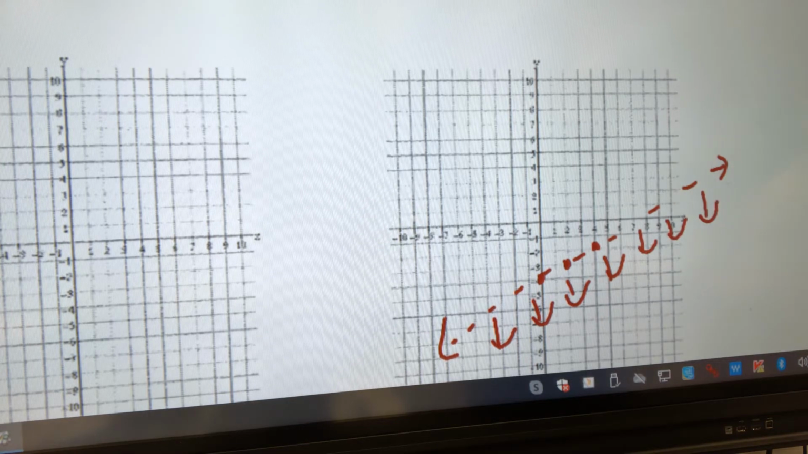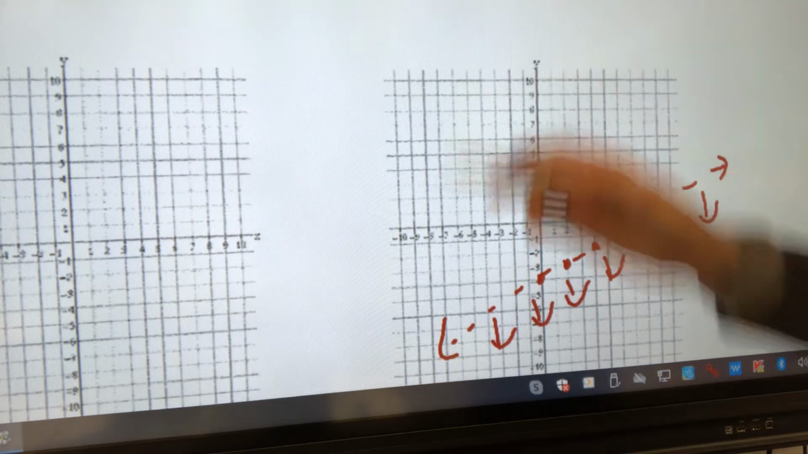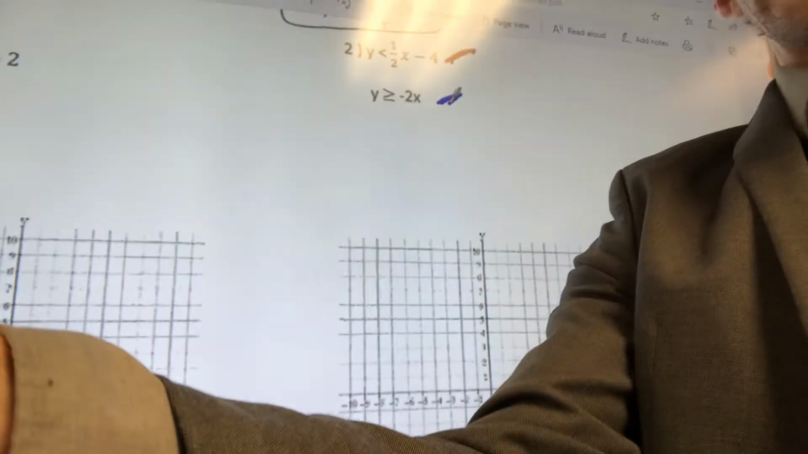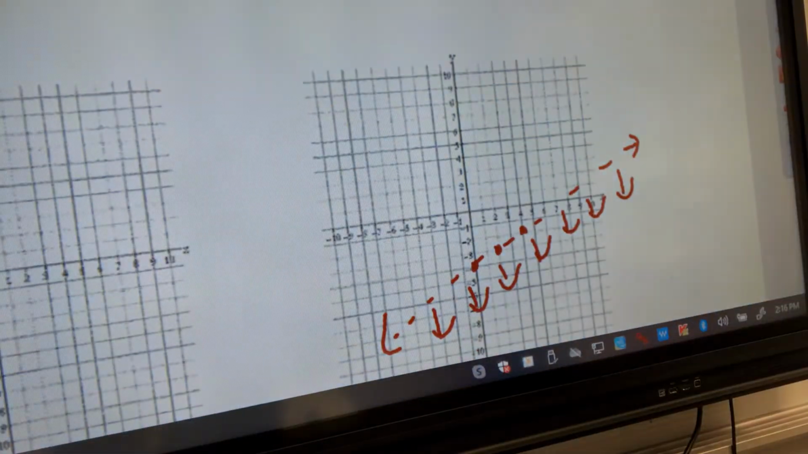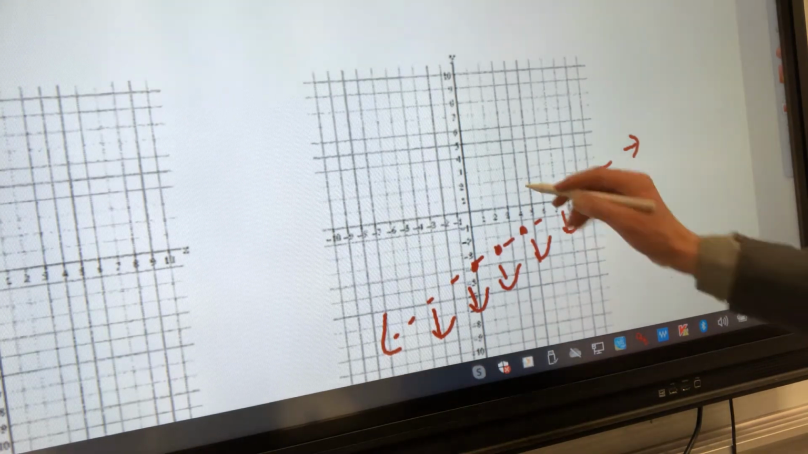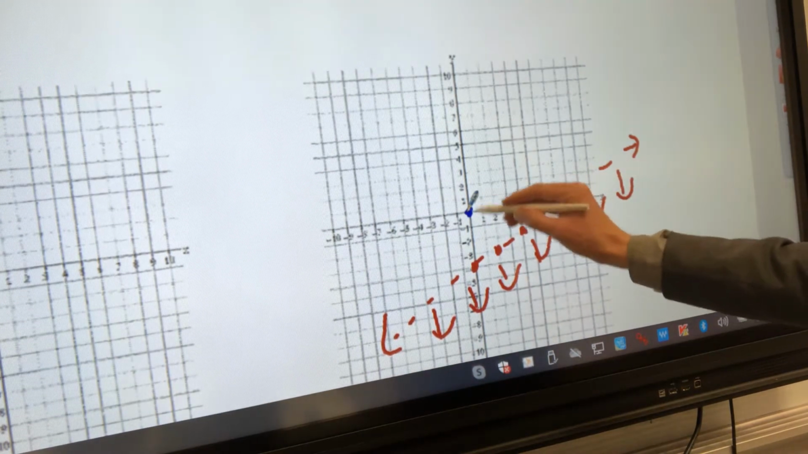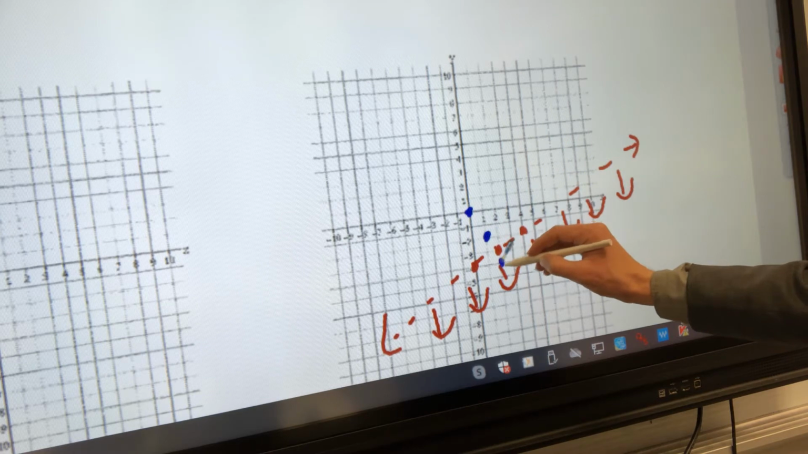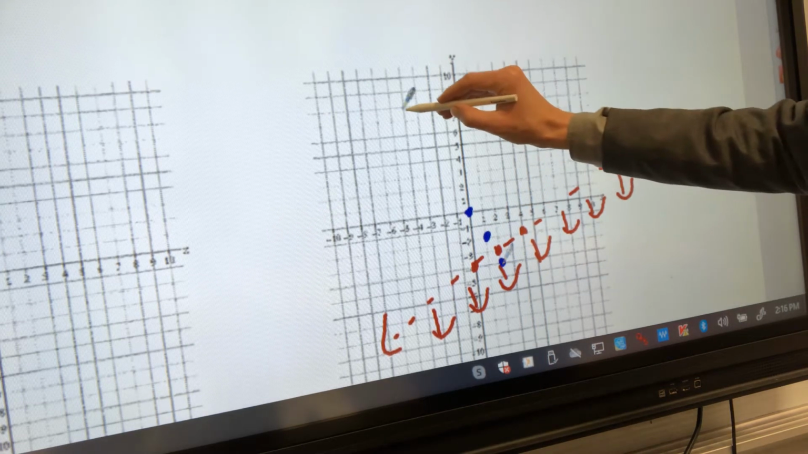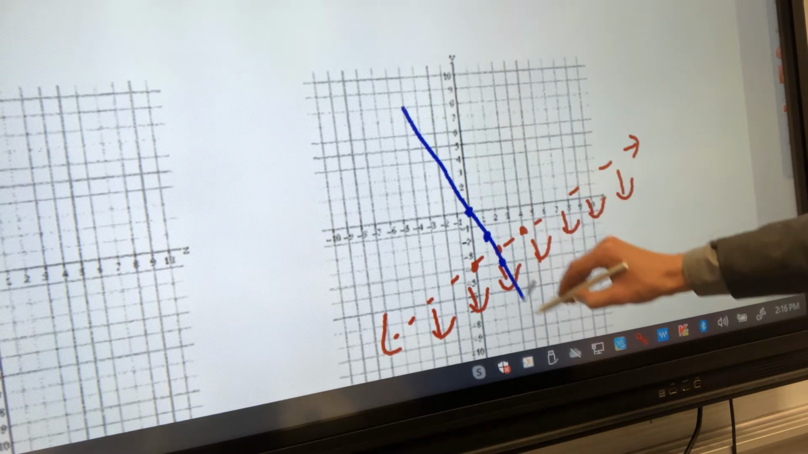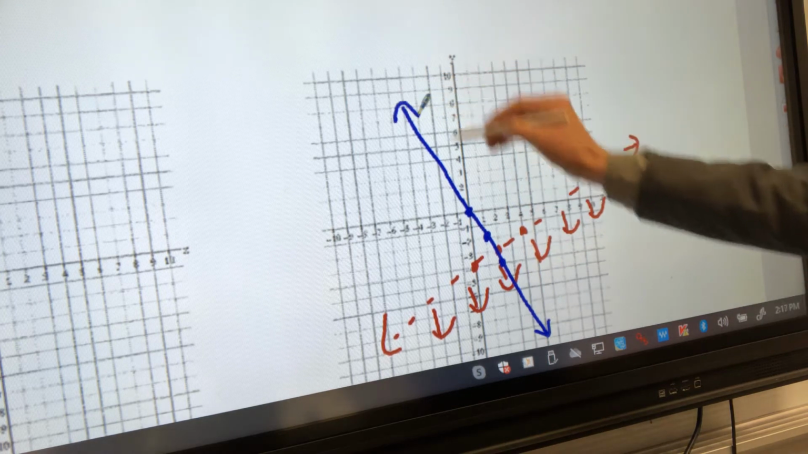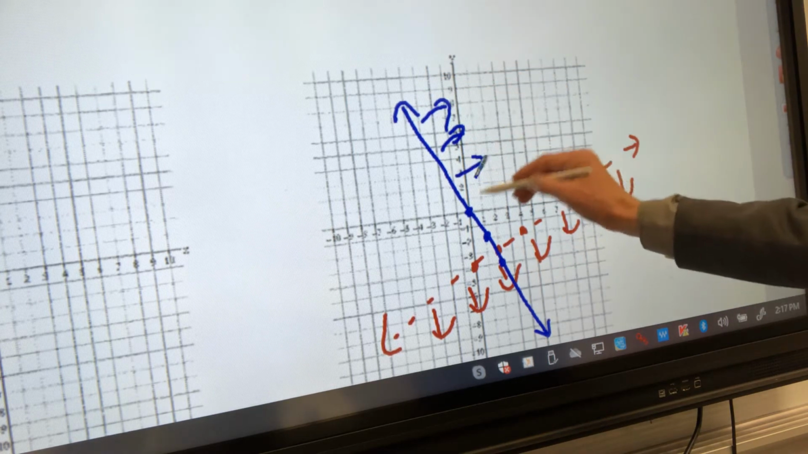Okay, then I have my second graph here. y greater than negative 2x. When I go to graph y greater than negative 2x, there's a y-intercept of 0. Slope is down 2 over 1, down 2 over 1. A solid line. Greater than means I'm going to shade above.